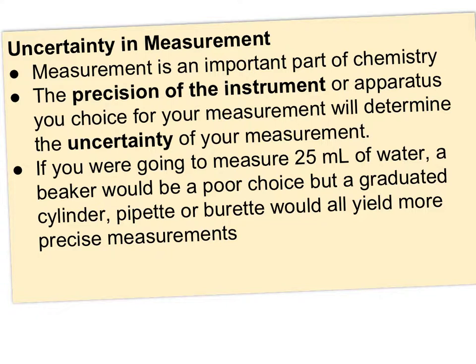So the precision of the instrument is what determines the uncertainty, and part of what will determine the uncertainty is whether you're using an analog or a digital instrument. First of all, you're expected to be able to choose the correct instrument for what you're doing. For example, if you're going to measure 25 milliliters of water, a beaker would be a poor choice because it's got very few markings on it and it's not intended to measure out precisely. But a graduated cylinder or a pipette or a buret would all yield much more precise measurements and give you a much smaller uncertainty in your measurement.